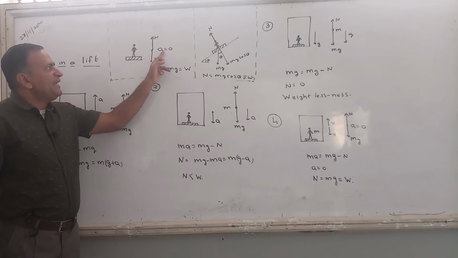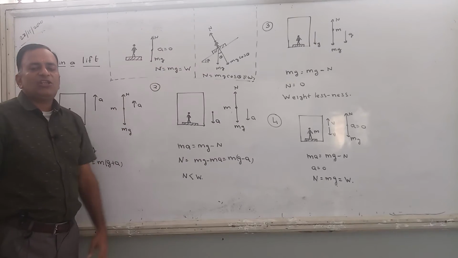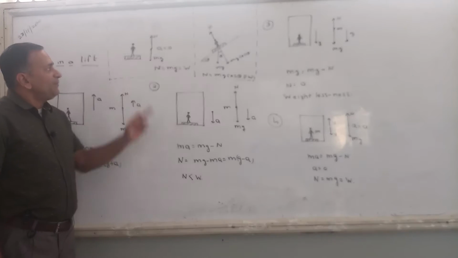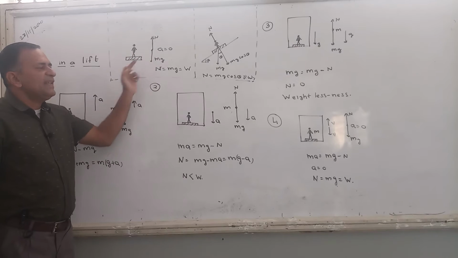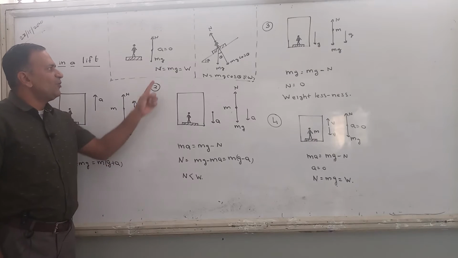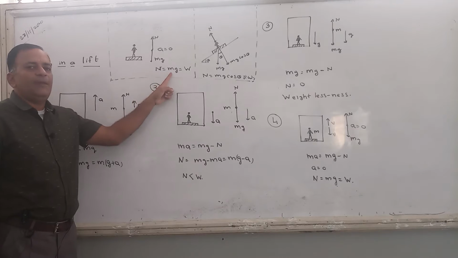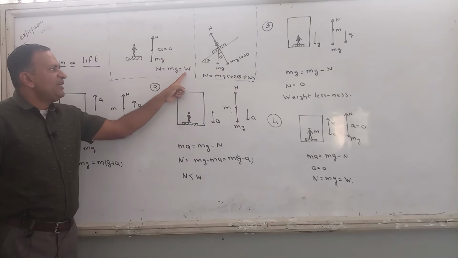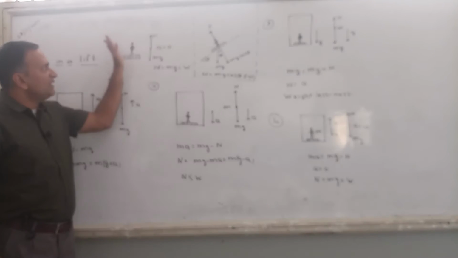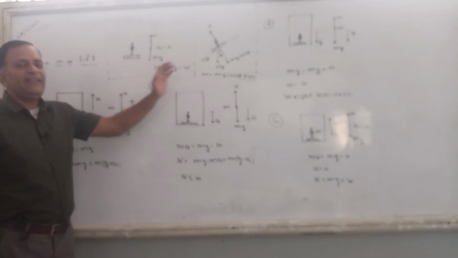What is the acceleration of the person? The acceleration of the person is 0. That means the upward and downward forces are equal. If upward and downward forces are equal, then N is equal to mg. And mg is your actual weight. Clear? This is how the simple measurement of a weight takes place.